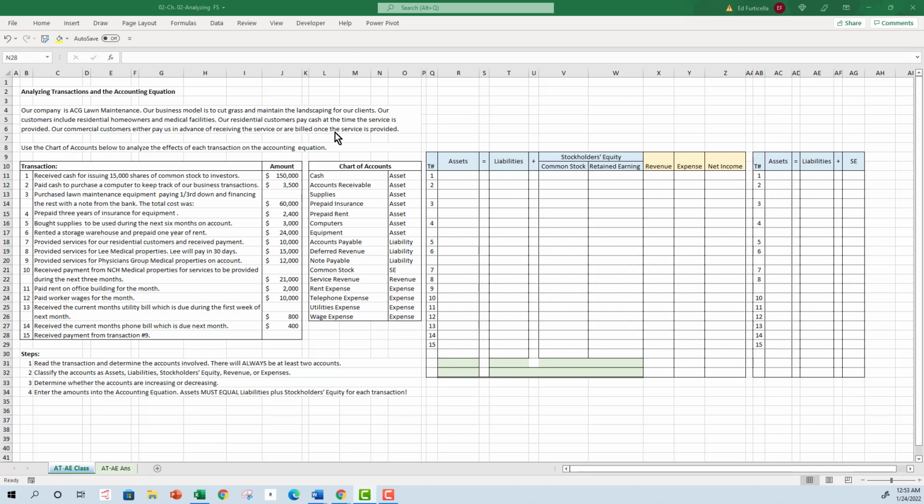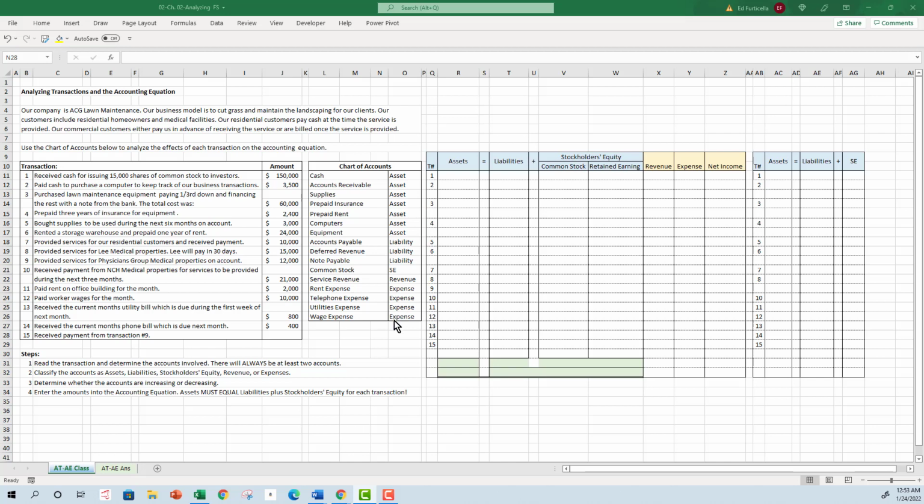We have a chart of accounts on this page. The chart of accounts lists all the account titles that we'll use when we analyze the transactions. Next to the account titles, I list their classifications. The accounts are either assets, liabilities, stockholders' equity, revenue, or expenses. The assets, liabilities, stockholders' equity, revenue, and expenses are the 5 elements of accounting.